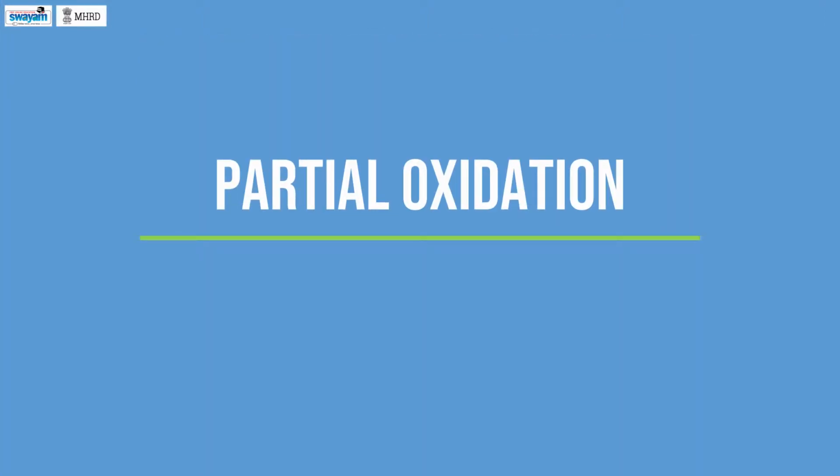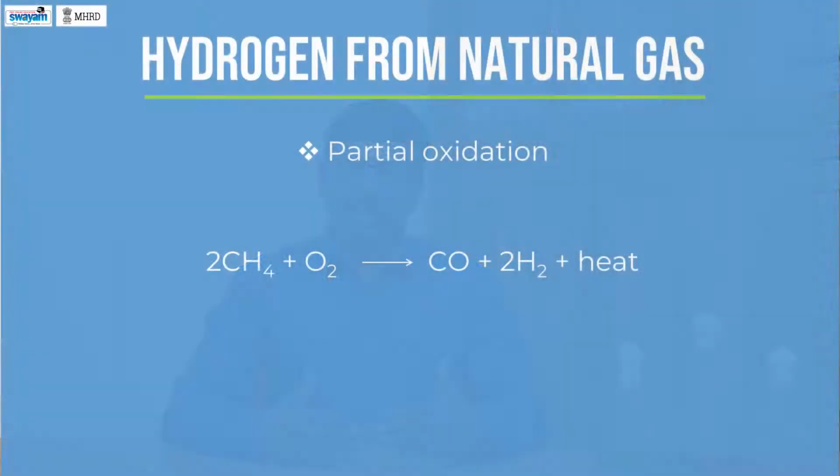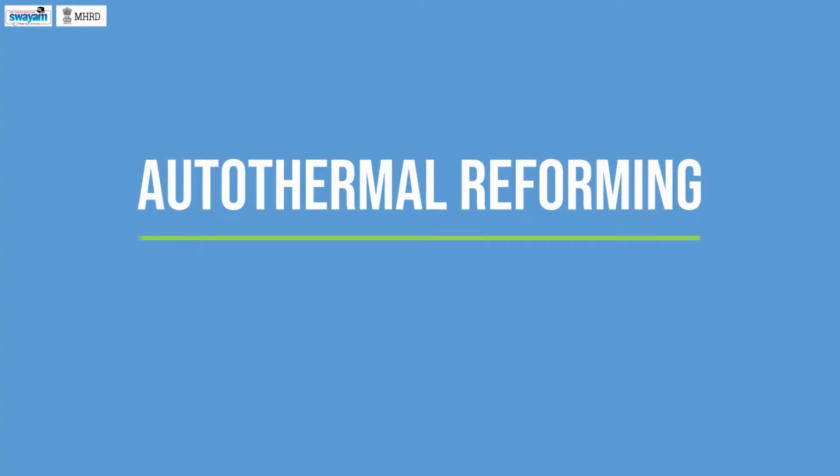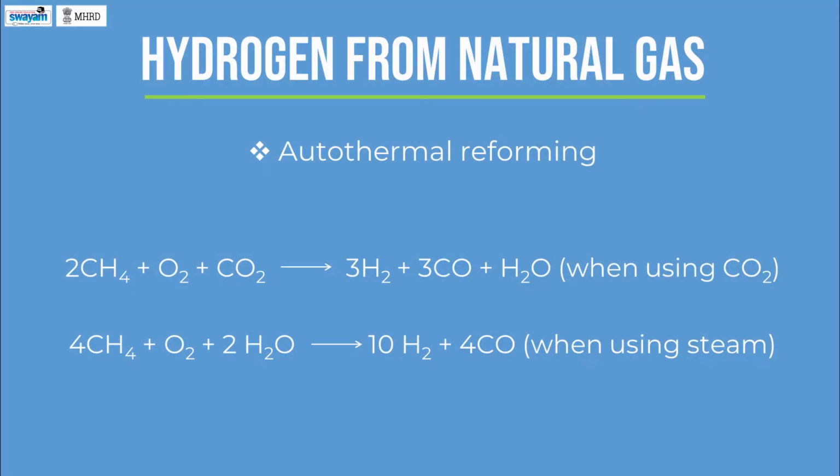Partial oxidation. This process involves the partial combustion of methane to generate carbon monoxide and hydrogen. As this process is an exothermic reaction, external heating of the reactor is not necessary. Autothermal reforming. This method is a combination of steam reforming and partial oxidation. It uses oxygen and carbon dioxide or steam to convert methane to hydrogen.